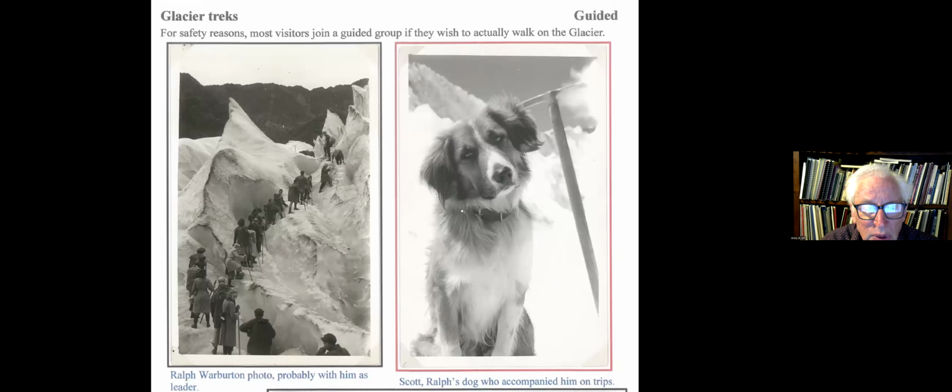This postcard is one of my greatest finds ever in the world of postcards, because this is Scott, Ralph Warburton's dog that used to go on the ice with him. And there's no label on this postcard, but I recognize the dog. Ralph Warburton has written a book, and in there he's got some pictures of his dog. And when I found this at a postcard fair one day, I thought, bloody hell, I know what that is. That's why I put a red border around it. It's a very important item.